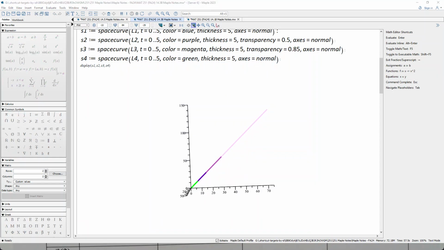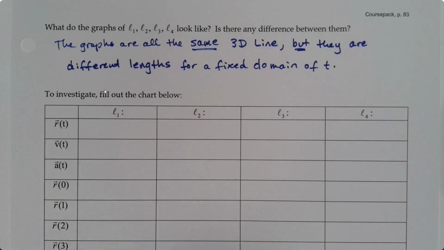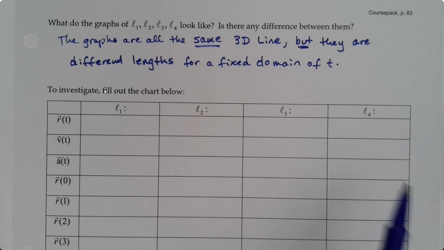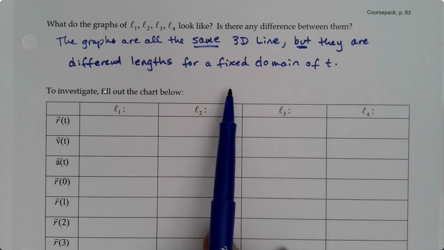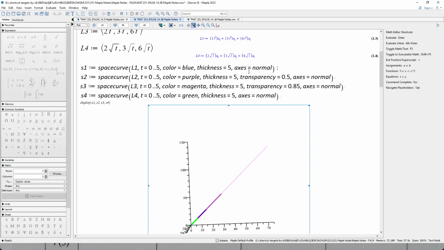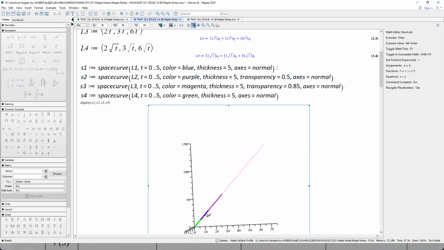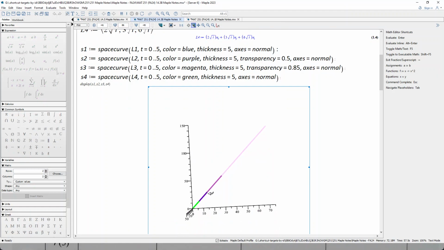So let's write that. Okay, so they are all the same line, right? They're all pointing in the same direction, but they're different lengths for a fixed domain of t. So if you look at the way I did this, I did all of them with a domain of 0 to 5. So at t equals 5, they got as far as you can see. So the green one got the least far, and then the blue one got a little bit further, the purple one got further than that, and the pink one got the farthest of all. So you can see that they're getting farther along for a fixed domain.